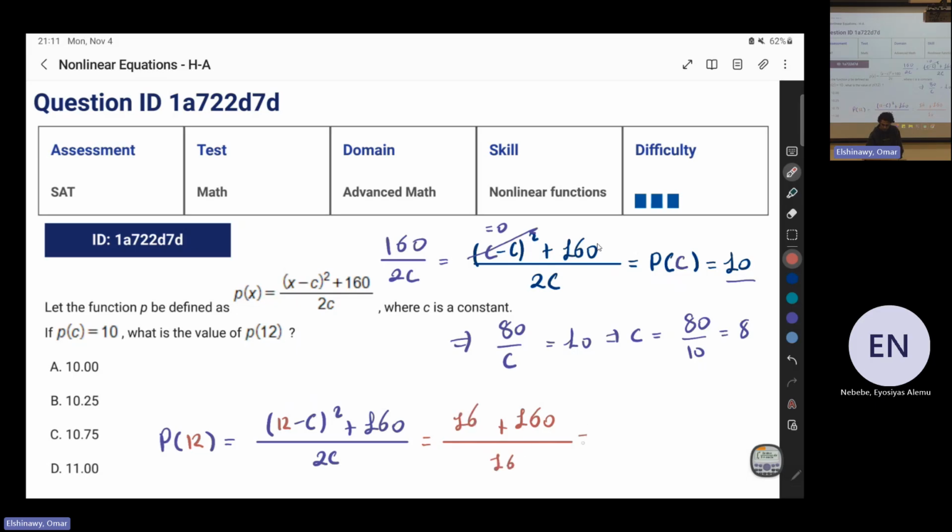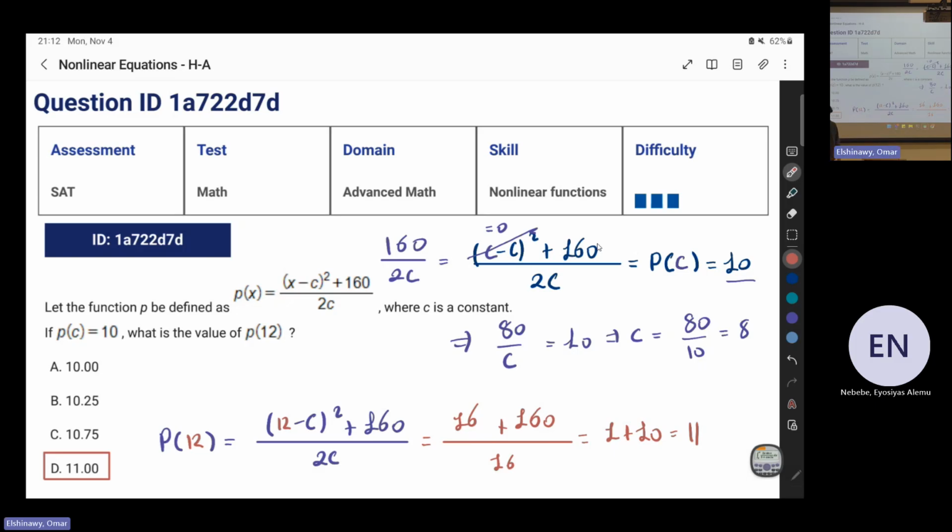So 16 plus 160 over 16. 16 over 16 is 1, and 160 divided by 16 is 10. So that's 11. That's how you do it.